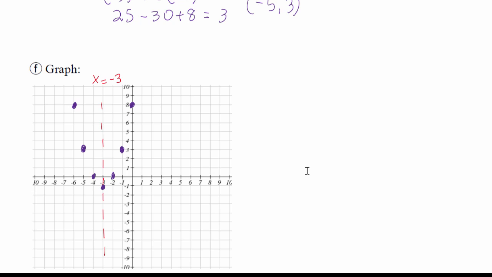So graphing our parabola now, definitely an upward pointing parabola. Nice symmetry along x equals -3, our axis. You've got your two x-intercepts and you've got your y-intercept. And there's our parabola. Well done.